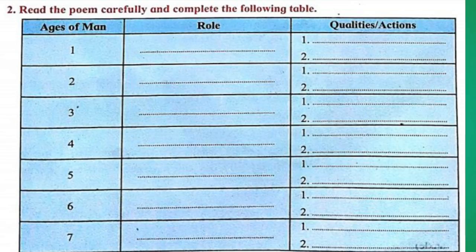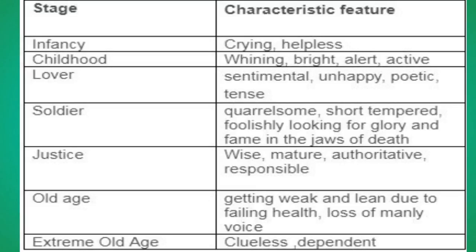Next question. Read the poem carefully and complete the following table. Column 1, ages of man. Next column, role. And the third column is qualities or actions. Its answer is given. Stage 1, infancy, and characteristic features: crying, helpless. Childhood: whining, bright, alert, active.